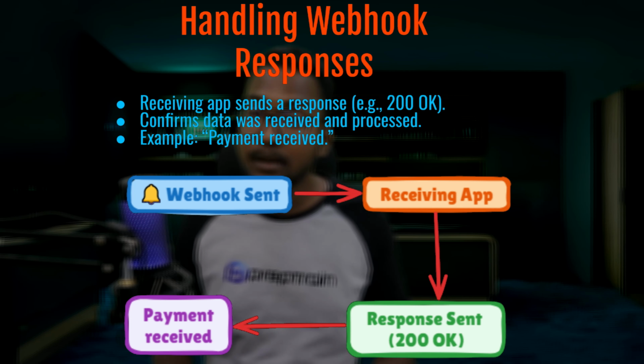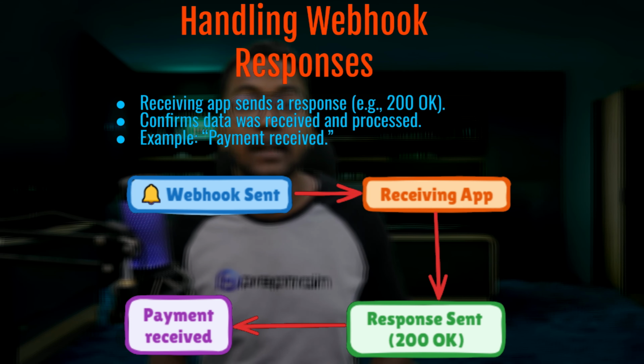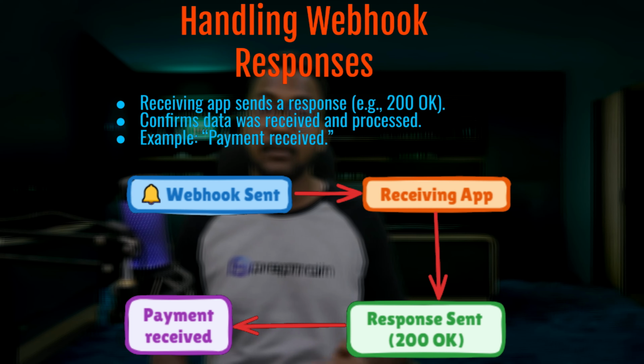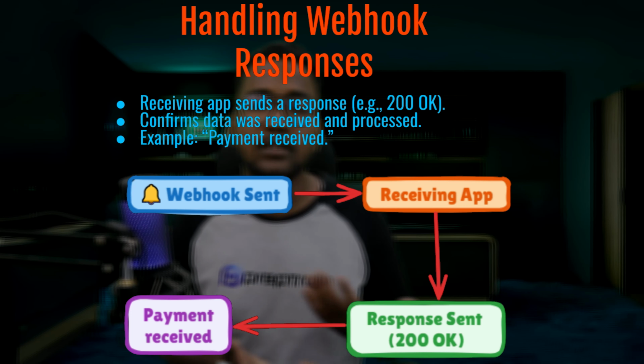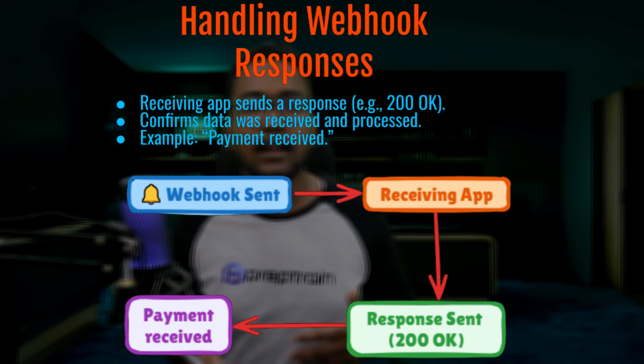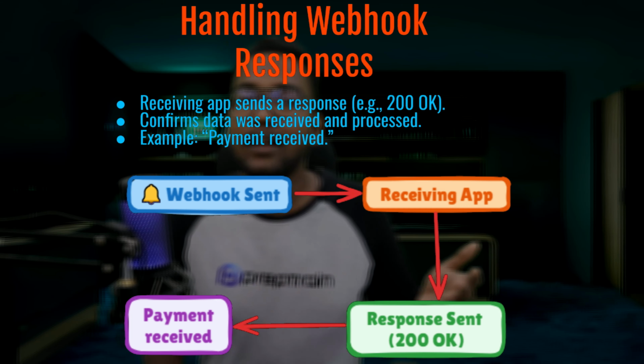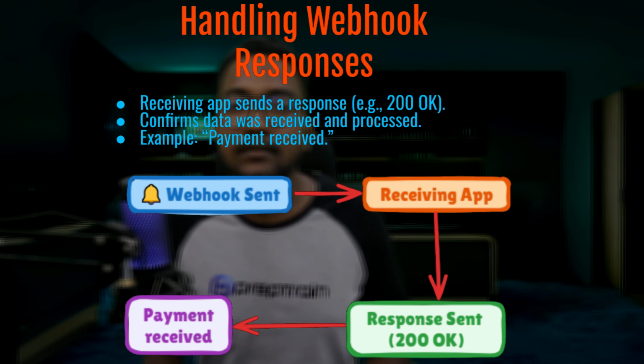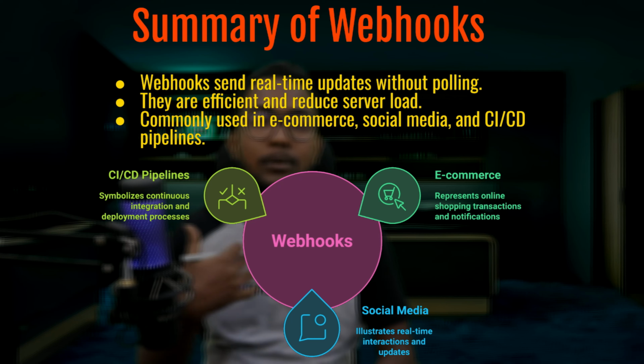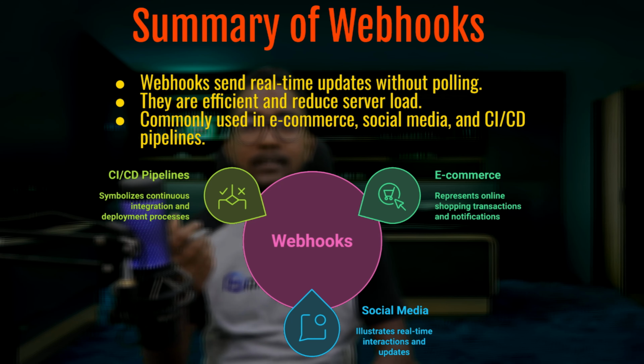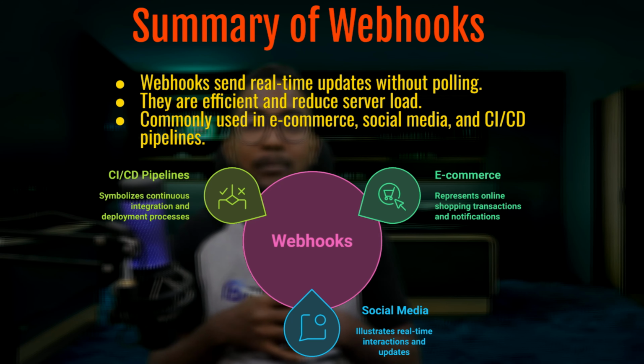So basically, to summarize, the receiving app sends back an HTTP response to confirm the webhook was received. A 200 OK response means everything went well, and other response codes like 500 or 404 indicate that there was an issue. Now that we have covered how webhook responses work, let's move on to the last slide. So let's take a moment to recap what we have learned about webhooks and why they are such a powerful tool for modern web applications.